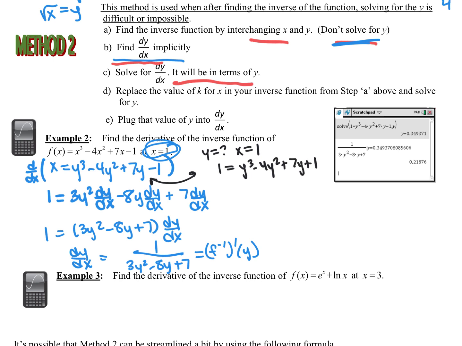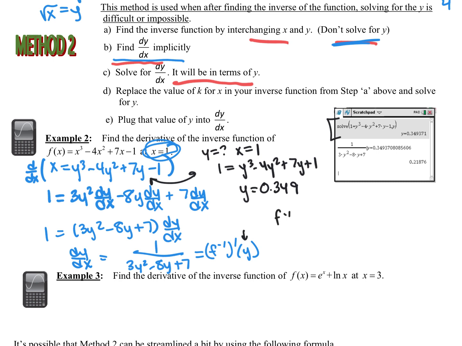And if we solve that for y, then that will tell us our y value that we need to plug in here. Now this one, you would not be able to solve by hand. You would have to use your calculator. You could use the solve command here on your calculator if you wanted to do that. When you do that, you're going to get y equals 0.349. And then you can go ahead and plug that into your inverse derivative for y.